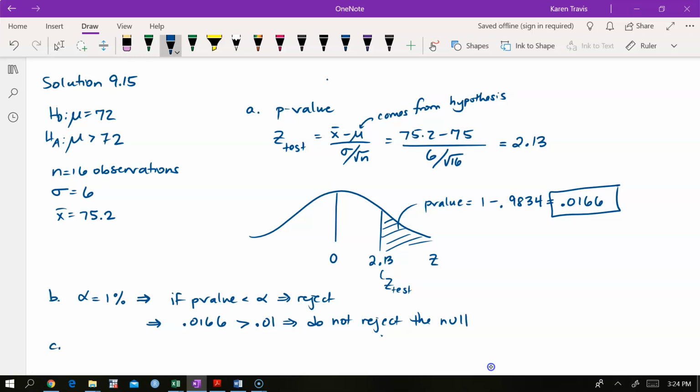Part C asks us, would you reject the null if the level of significance was 0.025 or 2.5%? So in that case, the p-value is unchanged because that has nothing to do with the level of significance. It has to do with where the data landed. And we already did that from the z-test. So the p-value of 0.0166 is smaller than 0.025, our level of significance. So yes, reject the null hypothesis.